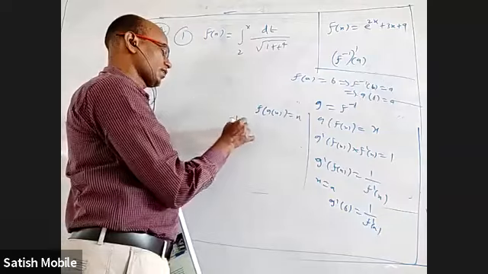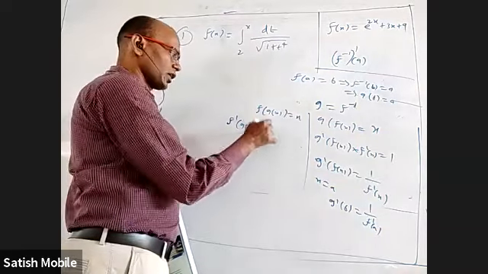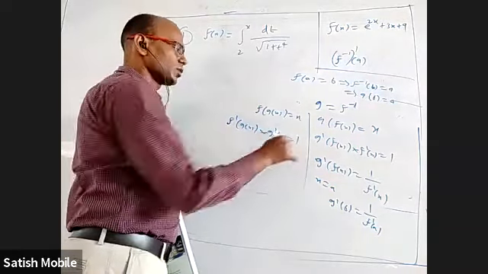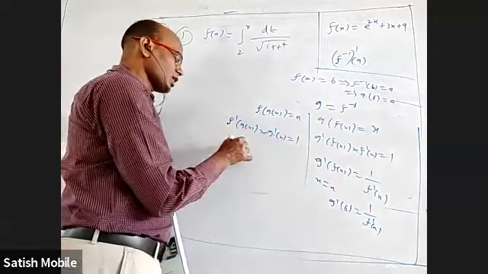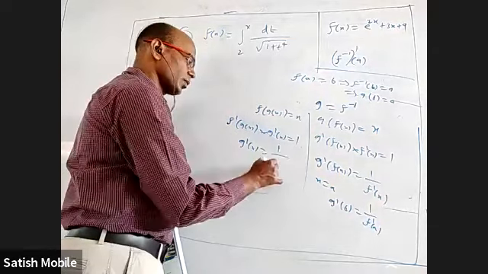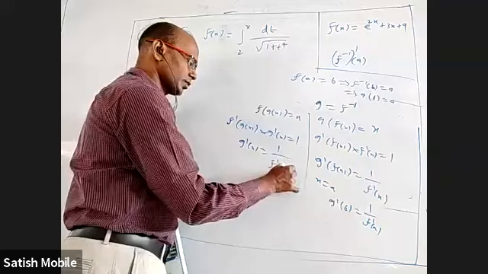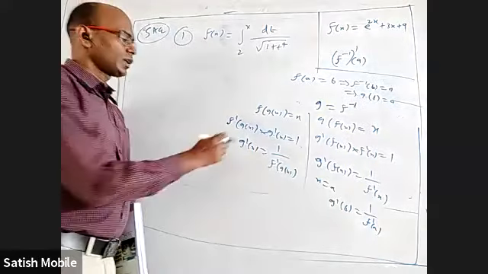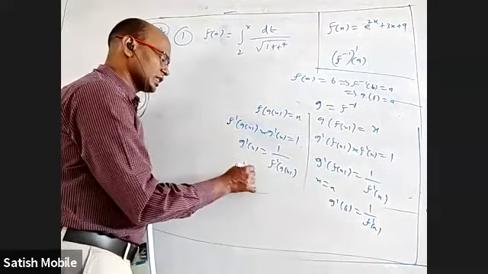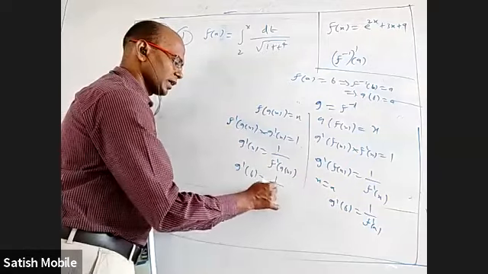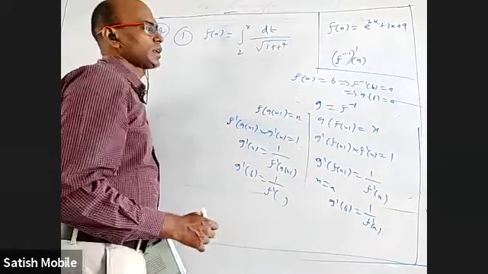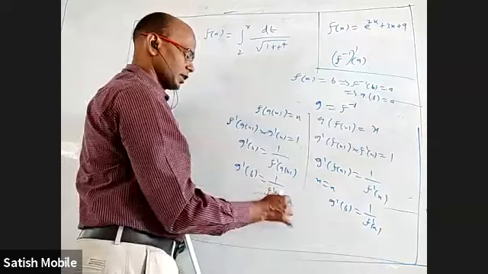If you do it the other way, the same thing will come. Differentiate f of g of x, what will come? f dash of g of x into the inner part g dash of x is equal to 1. So g dash of x is 1 by f dash of g of x. Here also, if you put x equal to b, g dash of b is 1 by f dash of g of b. What is g of b? a only. So you're going to get a.